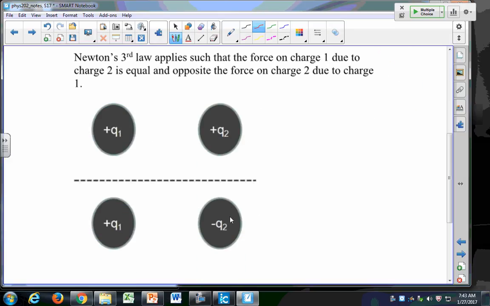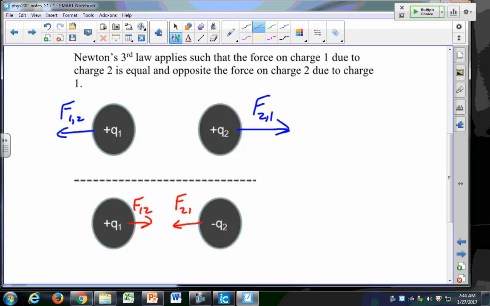Now, Newton's third law also applies here, just like it did for Newton's universal law of gravitation, so that if I have a force on charge 1, then the force on charge 2 is equal and opposite. So here I have two positive charges. Attractive, repulsive, what's the force? Right, they're going to be forced away from one another. So these forces, F on 1 due to 2, F on 2 due to 1, are equal in magnitude, opposite in direction. And similarly here, F1,2 is equal but opposite to F2,1.